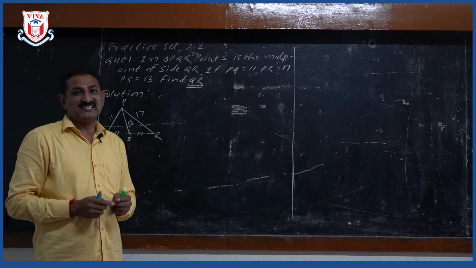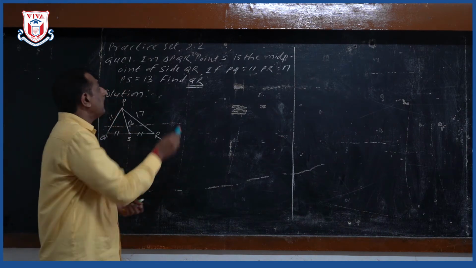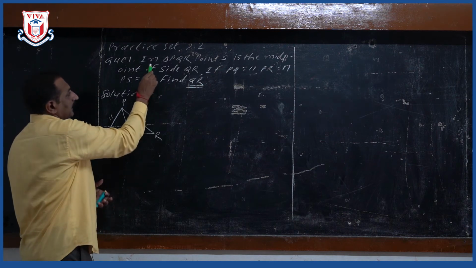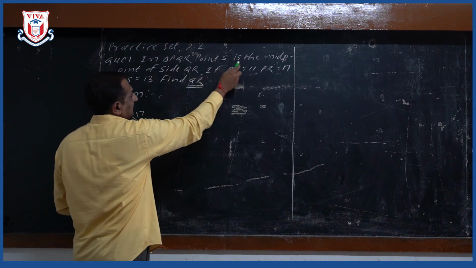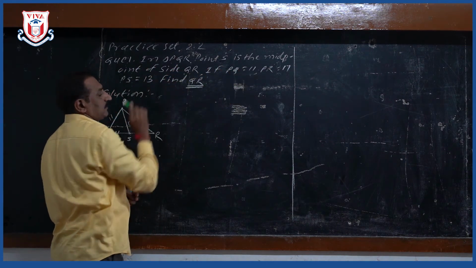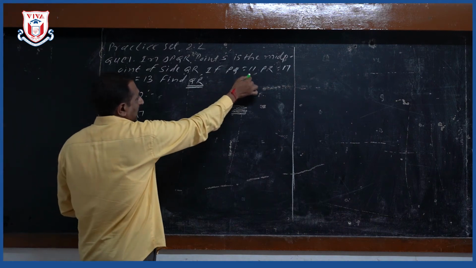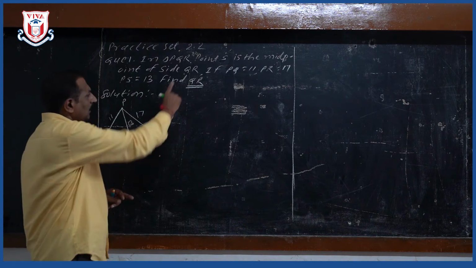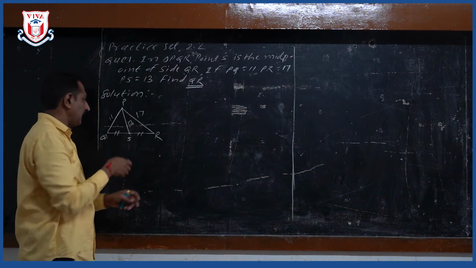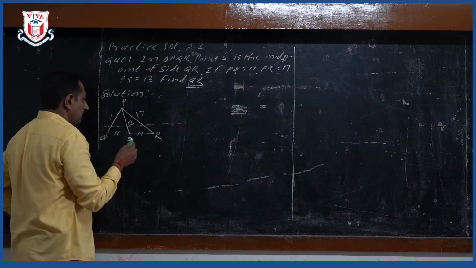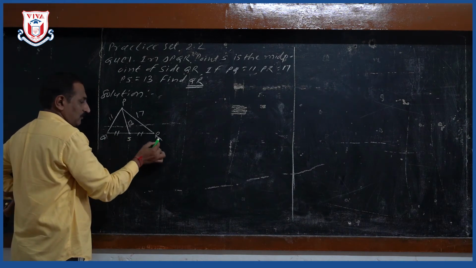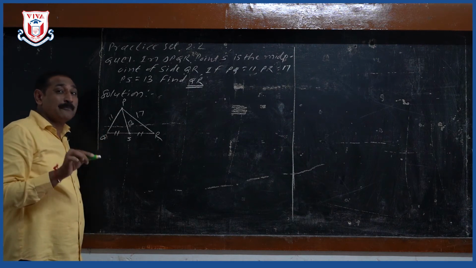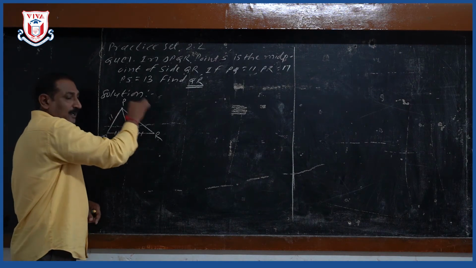Now the next is an example on Apollonius theorem, practice set 2.2, question number first: in triangle PQR, point S is the midpoint of side QR. If PQ is 11, PR is 17, PS is 13, find QR. According to the given information, I draw the triangle PQR in which S is the midpoint of QR. Hence I join PS, which means PS is the median of triangle PQR.